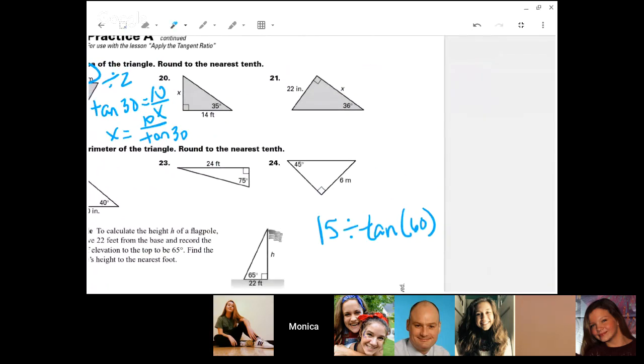Okay. For 21, you're solving for the area, right? So you're going to need to say tan of 36 equals opposite over adjacent. Okay, so equals 22 over x. Now remember, a variable's on the bottom, so we can just flop these, right? So we'll say x equals 22 divided by tan 36. So then what do you get for that?